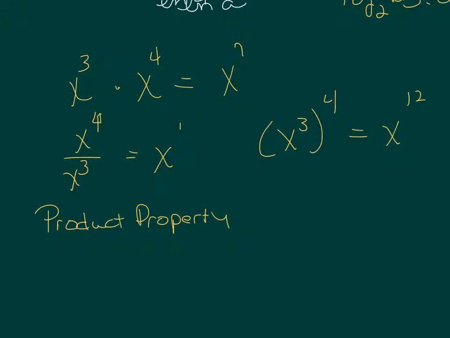If we have the log base A, it doesn't matter what our base is. It can be base 2, 3, 4, it can be base 10, it can be the natural log. But the log base A of u times v can be rewritten as the log base A of u plus the log base A of v. Remember when we multiplied with the same base, we add the exponents? It's the same idea here. We're going to add these two. So this is the product property.